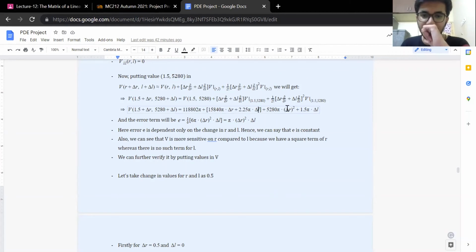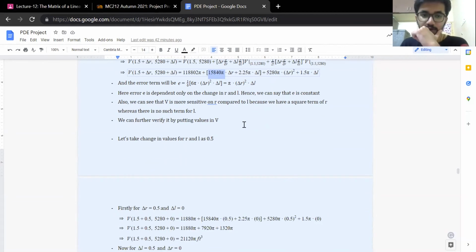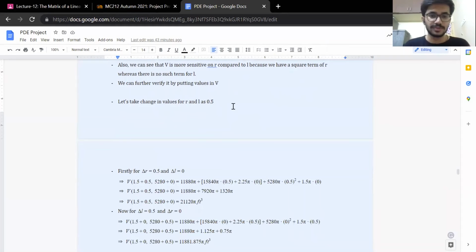So clearly you can find that delta R is dominating. Also you can see from the coefficients that it has a higher number compared to the delta L part. But we can also verify by putting in values, taking delta R and delta L as the same change, like 0.5, so doing an error of 0.5 in the radius and the same error while measuring the length.